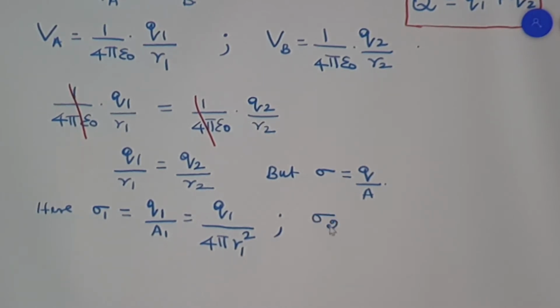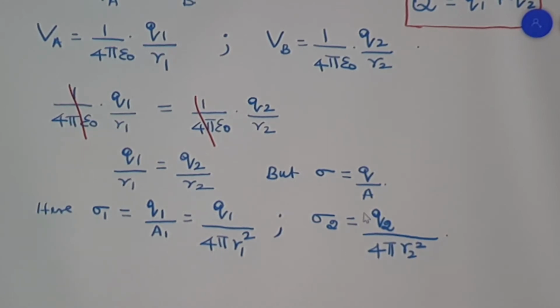Similarly, I can get the value for sigma 2. What is sigma 2? Surface charge density of the second sphere. So, sigma 2 is equal to the amount of charge available in sphere P, which is Q2, divided by 4 pi, the radius is R2, so 4 pi R2 square.